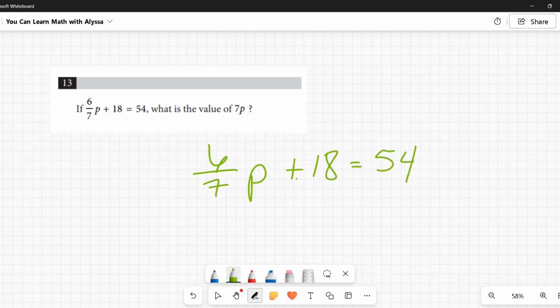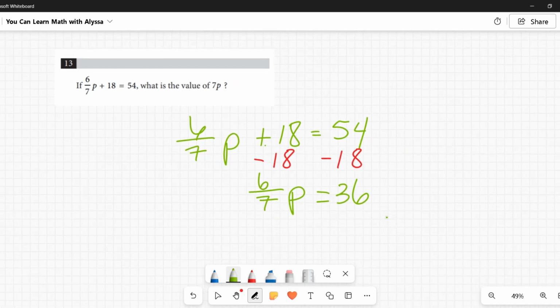We want to undo what's been done to p. So we have this 18 that's been added. To undo that, we need to do the opposite. We need to subtract 18 from both sides. So we have 6/7 p on the left, and 54 minus 18 is 36 on the right. So to get rid of this 6/7 that's being multiplied by p, you multiply by the reciprocal, which is 7/6.